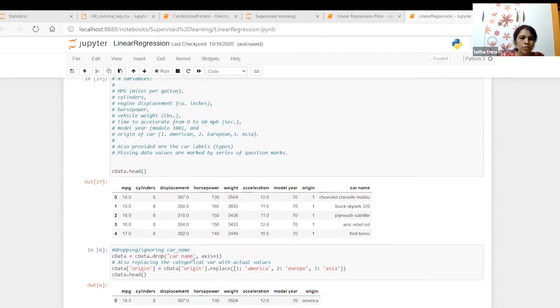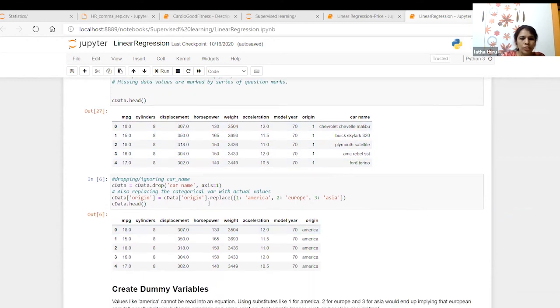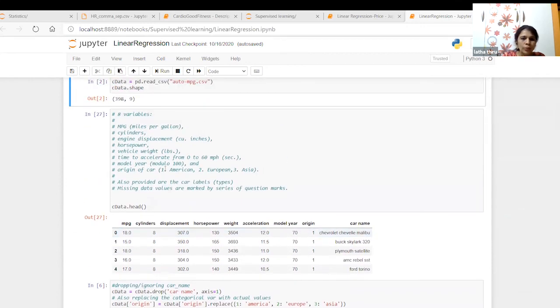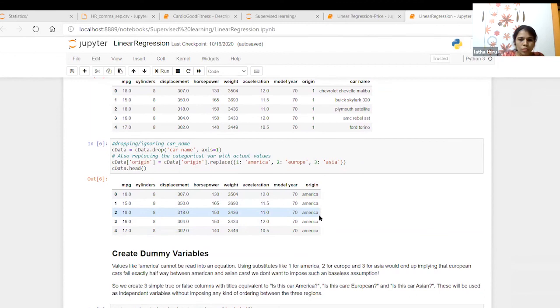So what I am doing is, C data is the data frame name. So I am dropping car name. Whenever we drop it, you remember axis equal to 1 means column, right? So the car name column has to be dropped. And then I'm taking a call to replace 1 with America, 2 with Europe, 3 with Asia, because that is how it is being given over here. So that is the part I'm doing now, and then I'm checking my data. Now when I check it, I'm coming to know that, yeah, it's getting changed, right? Now I can see it over here.